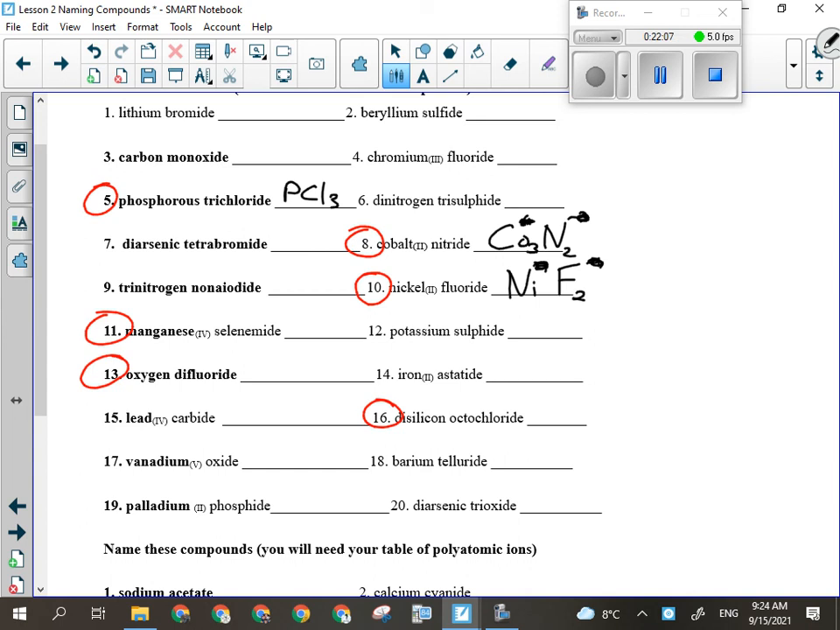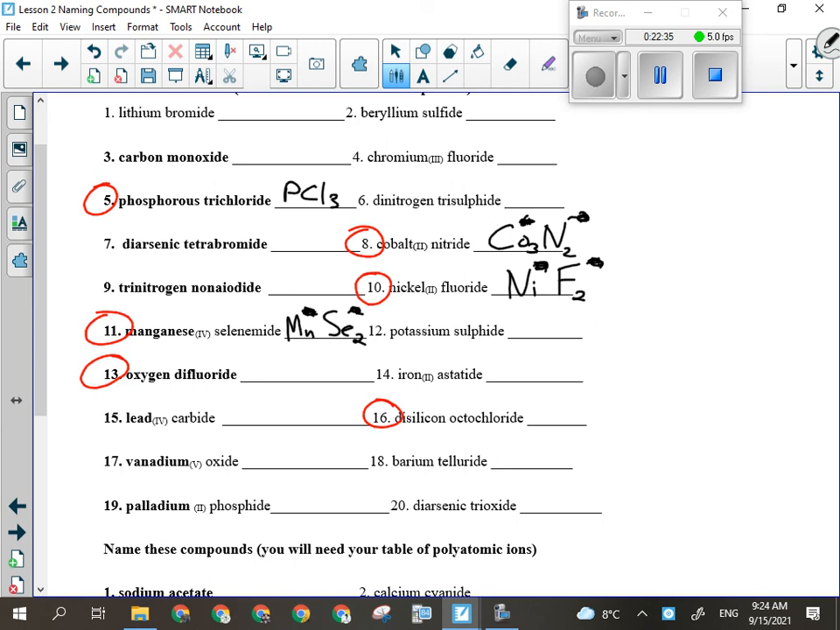For number 11, manganese(IV) selenide. Manganese is Mn, and it's the 4+. Selenide is a 2-, I believe. Yeah. So when we drop and swap, we're going to get 2 and 4, which we can reduce to 1 and 2. We can't forget to do that. It happens once in a while, but it is something we have to remember.